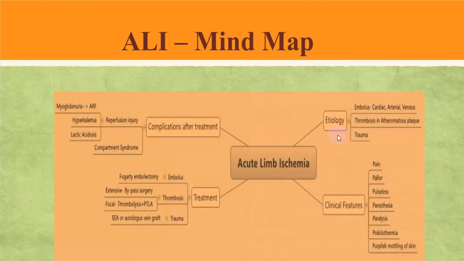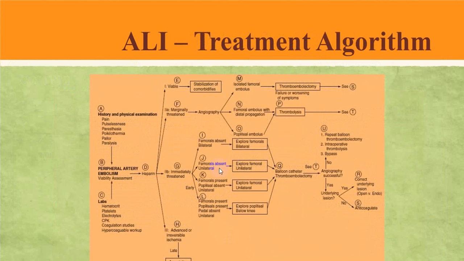This is acute limb ischemia together: etiology, clinical features, treatment part, and this is complication after treatment. So go through it at your leisure time. It is a combined one that is being given. This is the algorithm which you can follow in case of acute limb ischemia, starting from history, peripheral artery embolization, what are the clinical findings, what investigation you should go for, and what is the treatment, etc.